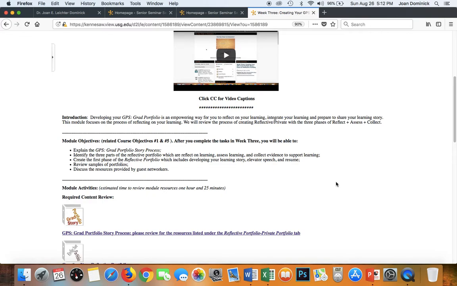Well, we are focusing on objective 1 and 5, which is posted on your syllabus. But after this week, you should be able to explain what the GPS grad portfolio story process is, identify the 3 parts of the reflective portfolio, which reflect on your learning, assess your learning, and collect evidence to support your learning. So in this process, our first part is really to reflect on your learning. What are some of your significant learning events, developing an elevator speech, and really talk about what you're going to do to collect evidence to support your learning.